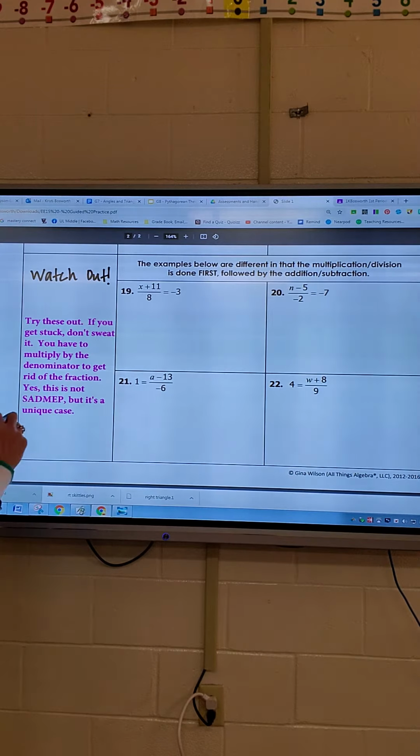So number 19, remember, these are the odd man out. These are the ones that we have to do something different. It's a little bit different. And what we're going to do here is what we call rationalize the denominator. We're going to get rid of that denominator first, okay? I don't want that denominator. I want him out of the way. I need him gone, okay? So we're going to do that first.